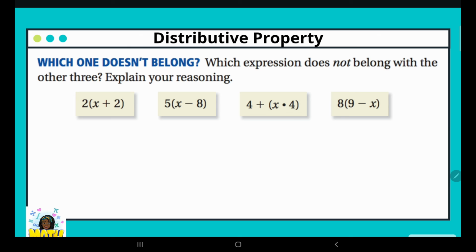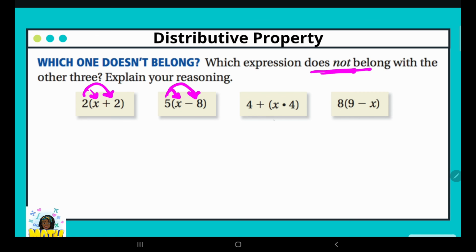All right, let's take a look at this example. It says, which expression does not belong? So which one does not belong with the other three? Explain your reasoning. So if I take a look at this first one, I definitely see distributive property, right? There's a 2 next to the parentheses that's being multiplied. If I look at the second one, I also see distributive property.